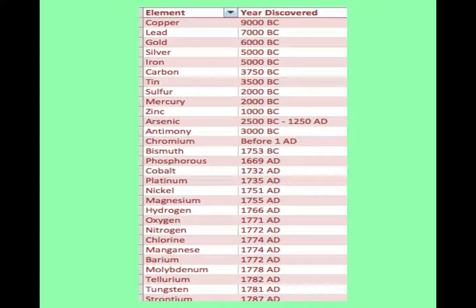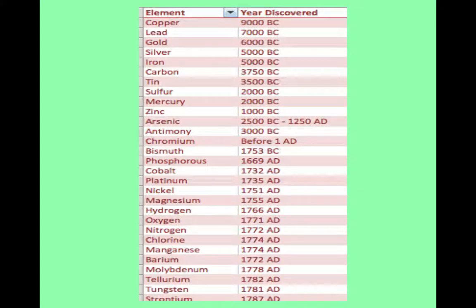The first thing I want you guys to think about is, are these elements solids, liquids, or gas? The elements at the top of the list tend to be solids, which is important. The gases didn't really get discovered. We see hydrogen, oxygen, nitrogen, chlorine down near the bottom until about the 1700s. So solid elements tended to be discovered first.